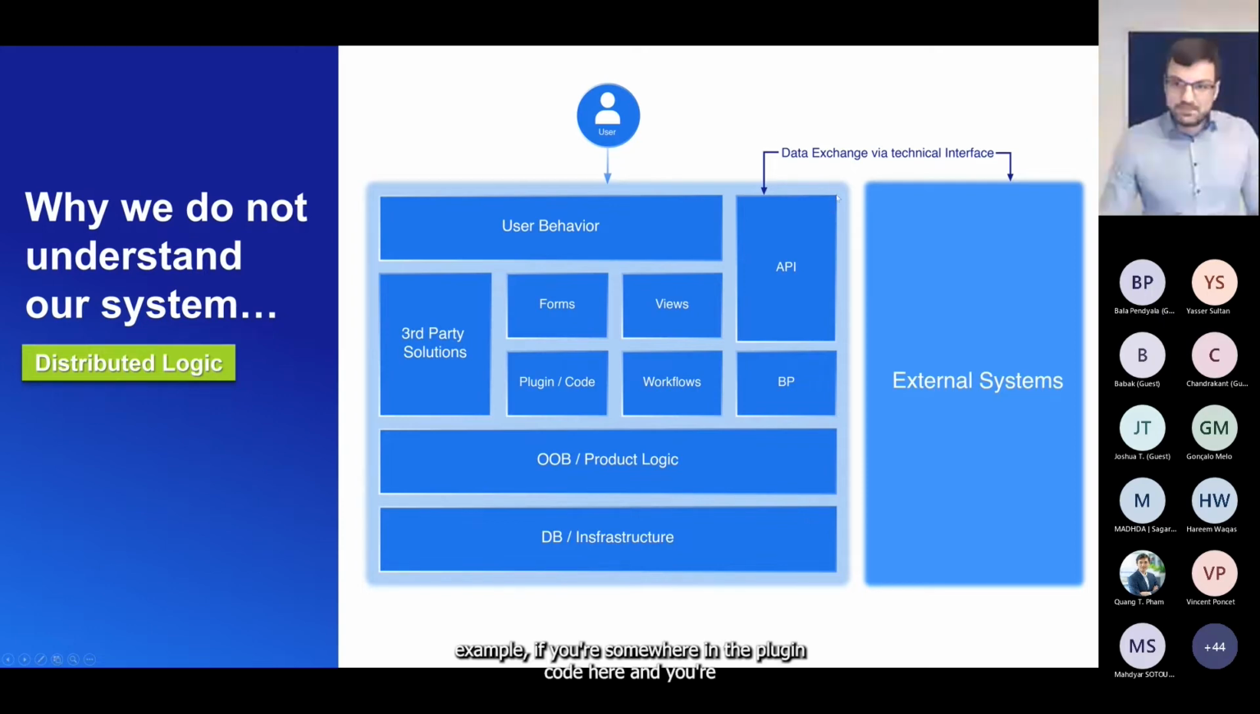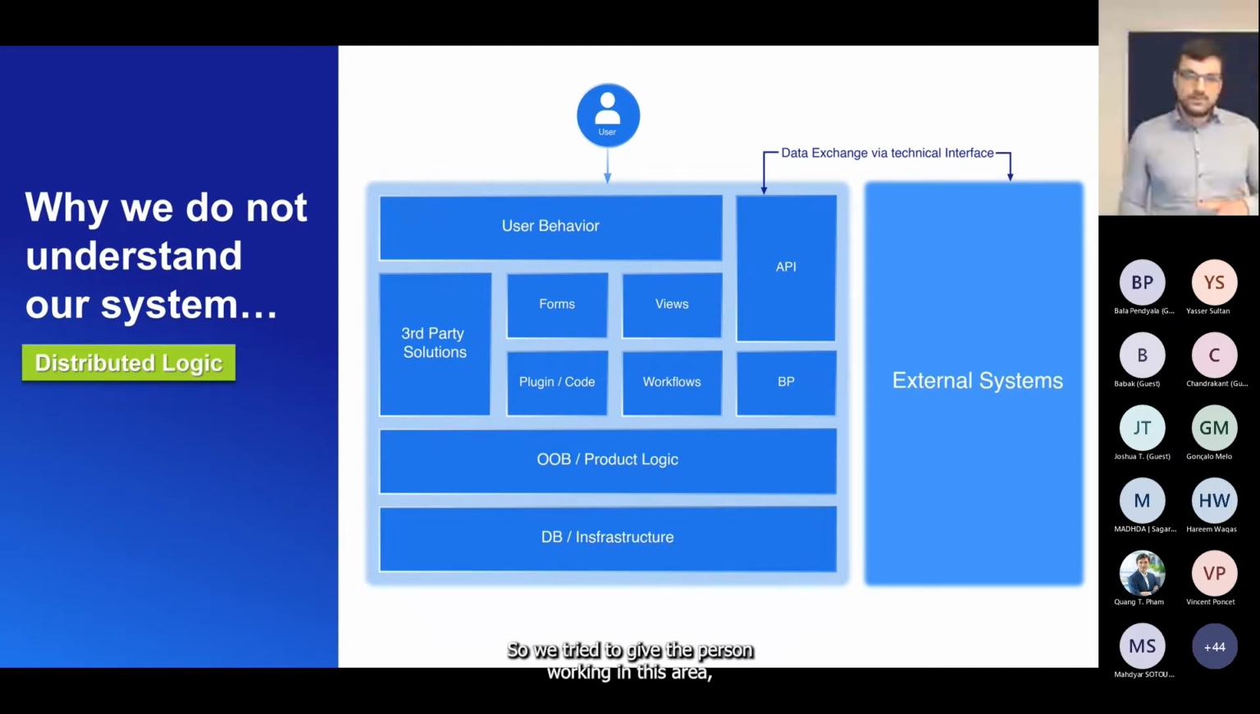So for example, if you're somewhere in the plugin code and you're writing the plugin and say, okay, everything is fine, usually you don't know what's going on on the other side. Of course, maybe it's a different team or you haven't been working on that area for a long time. So at the end, you're just trying around. And this is where we try to provide a solution.